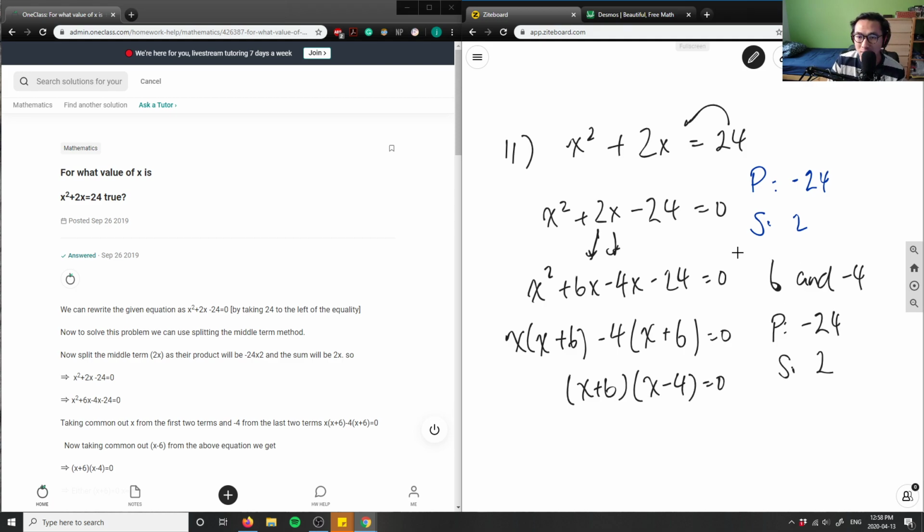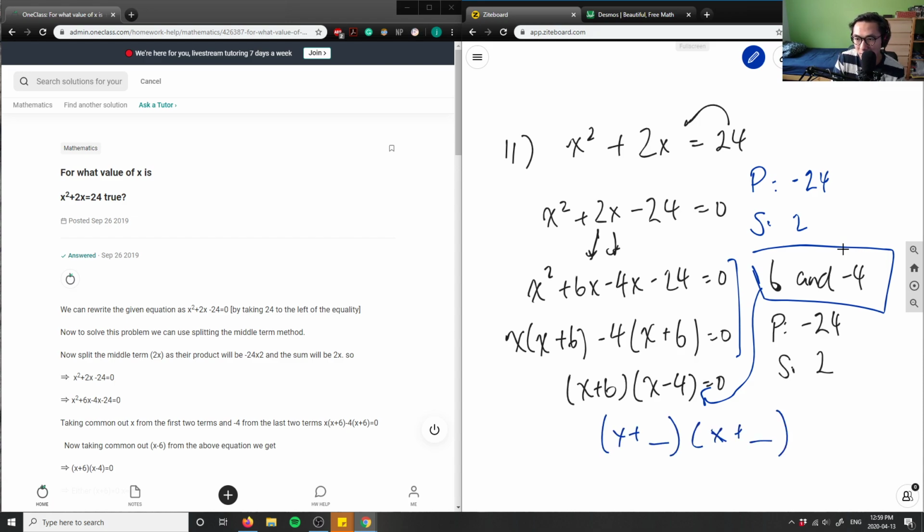I didn't actually have to do this entire step, because I could factor by inspection. What that means is, the moment you get these 2 numbers, 6 and negative 4, I can immediately write this problem here without going through this step, because it's going to be x plus 6 and x minus 4. It's always x plus some term and x plus some term, depending on the signs of your factors.